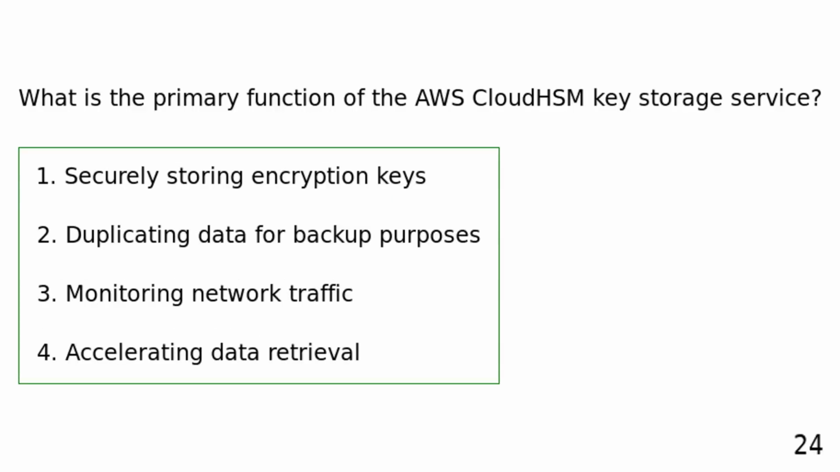What is the primary function of the AWS CloudHSM key storage service? Securely storing encryption keys. Duplicating data for backup purposes. Monitoring network traffic. Accelerating data retrieval.